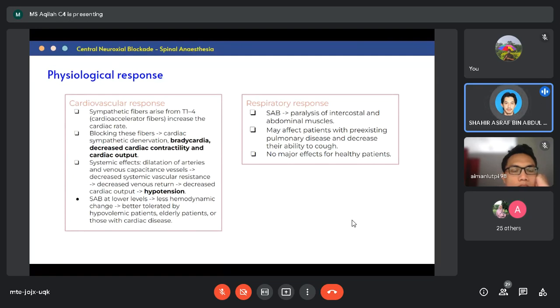So when you see bradycardia, what do you understand? After spinal, the patient is bradycardic, what do you understand? What is your impression? Heart rate will be low. Yeah, I'm saying after spinal, the patient develops bradycardia, heart rate less than 60 beats per minute. What happened? What does it mean?